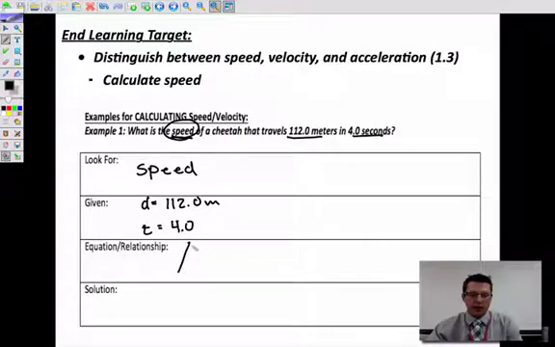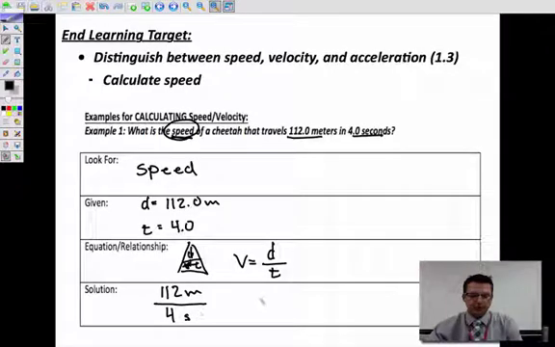I make my triangle, V, T, D. I cover up what I'm looking for. So this tells me that V equals D over T. And now I write in my solution. So these are my boxes. I need to fill in my boxes with actual numbers. D was 112 meters. T was 4 seconds. So this gives me, let me get out my calculator, a speed of 28 meters per second.